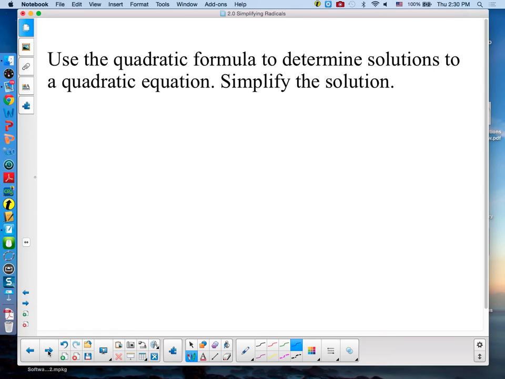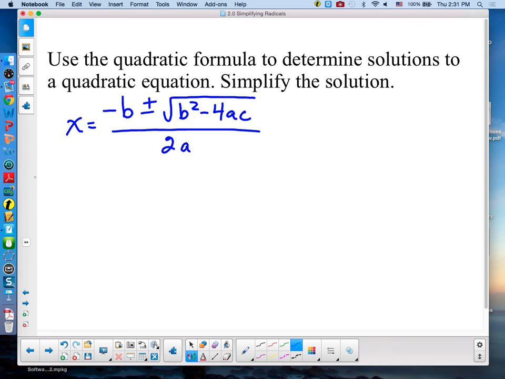Second one down. Okay, write your quadratic formula in your notes. It's x equals the opposite of b plus and minus the square root of b squared minus 4ac all over 2a. All right, what we have to figure out is when do we use it and how do we use it? What are the a, b, and c?